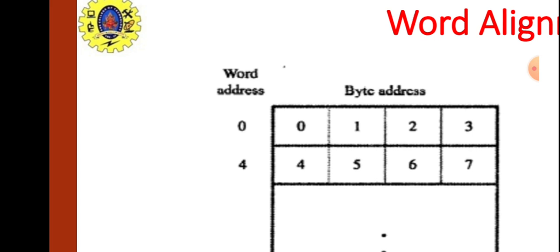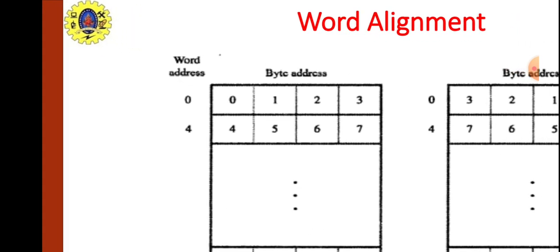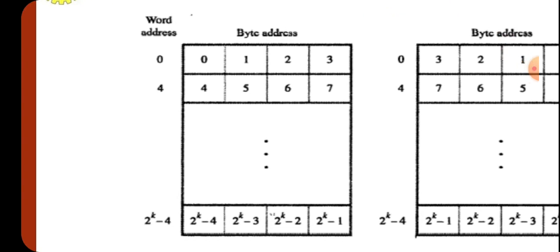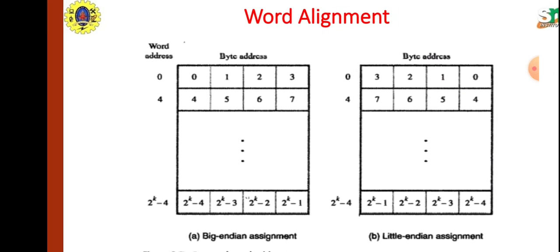For example, if Ajay is my word, then A will be stored in the address 0, J will be stored in the address 1, A will be stored in the address 2, and Y will be stored in 3. This is the way, and this is big endian assignment.